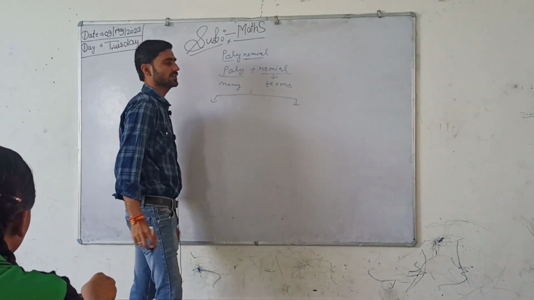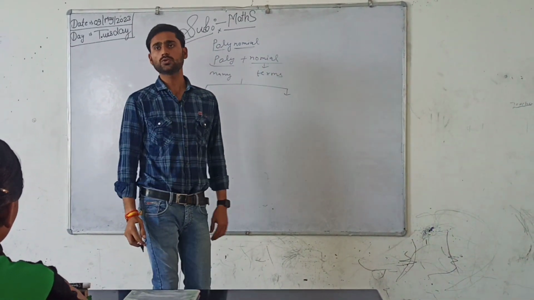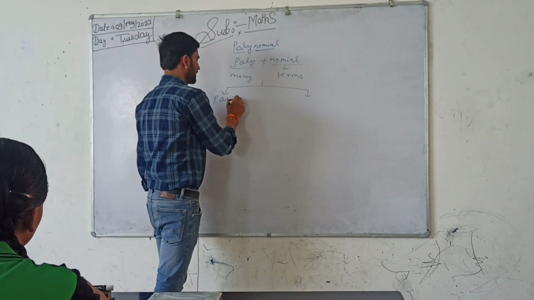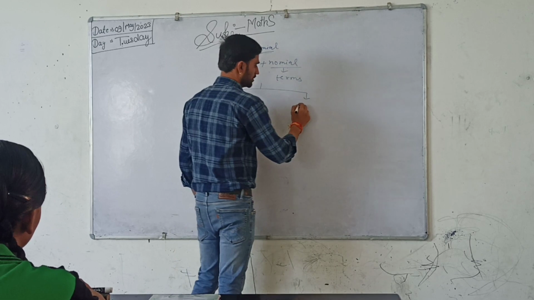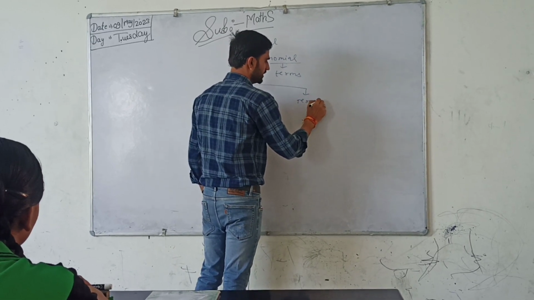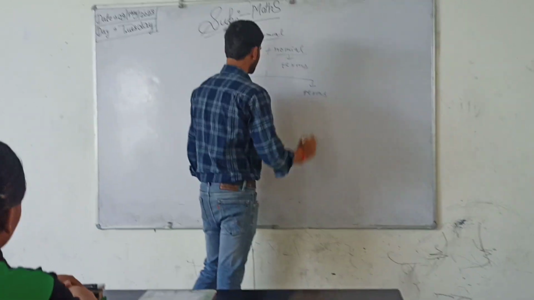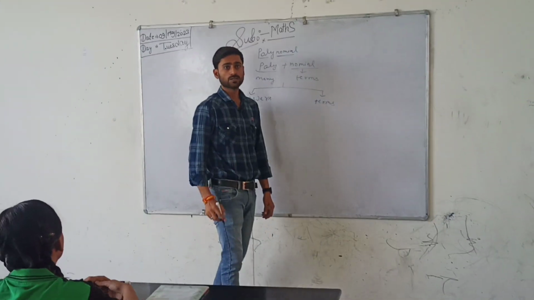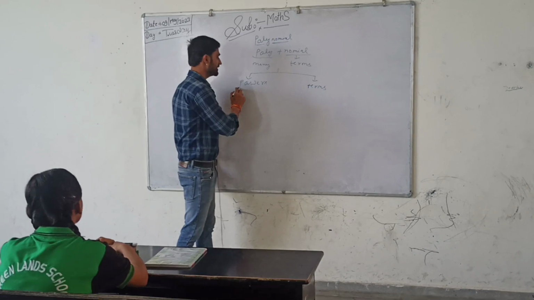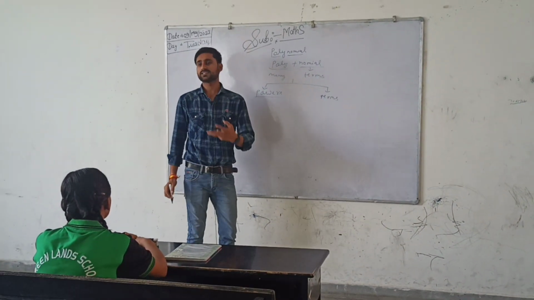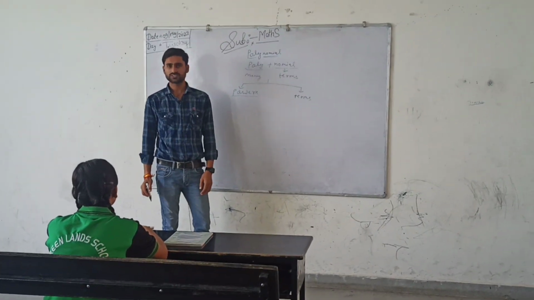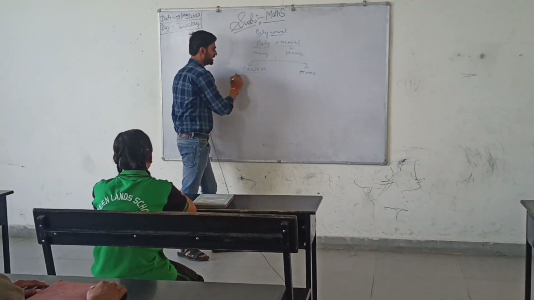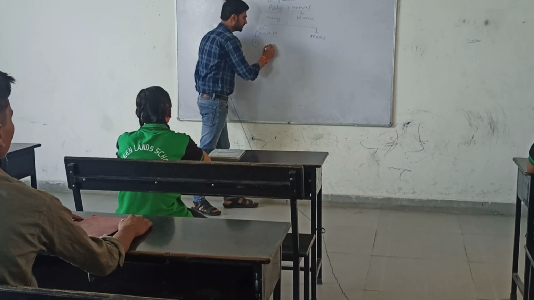We classify this polynomial based on two bases. First one is powers and second one is terms. Now clear? So if we talk about based on powers, it is three types. Three types. One of them is linear.